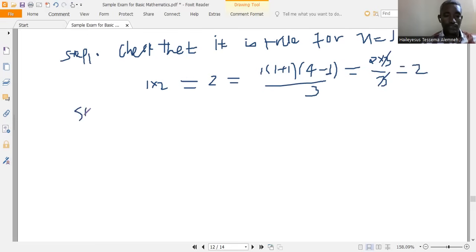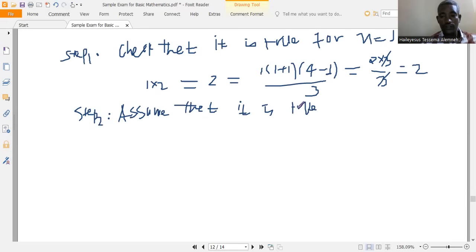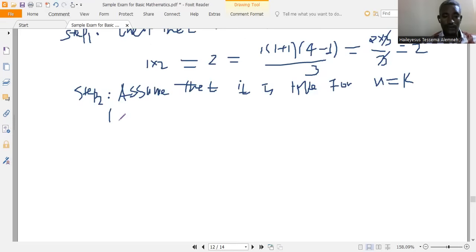Step 2: assume that the equation is true for n is equal to k. What is it that we assume?